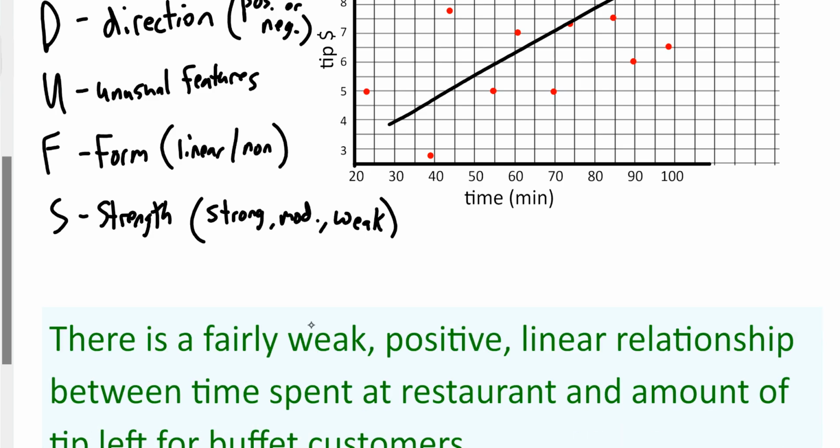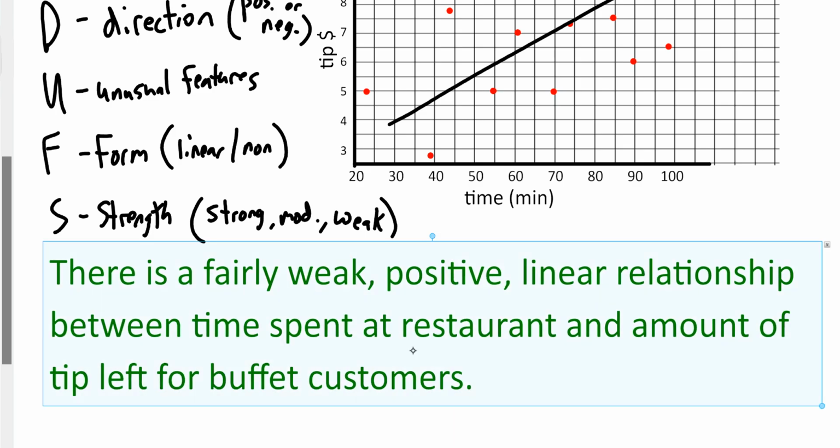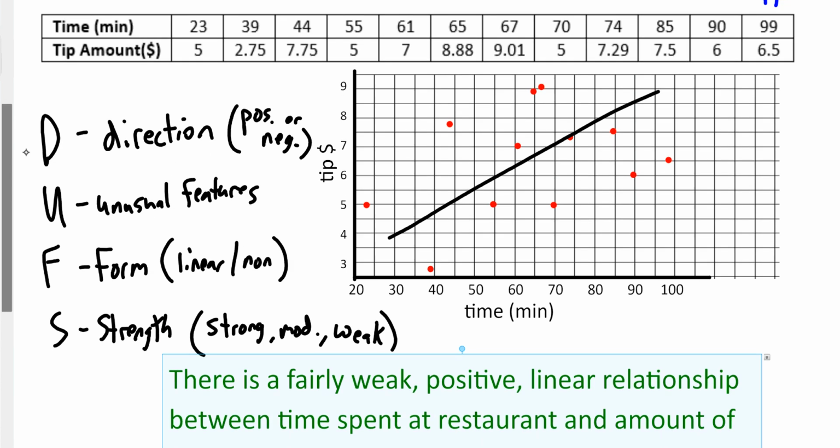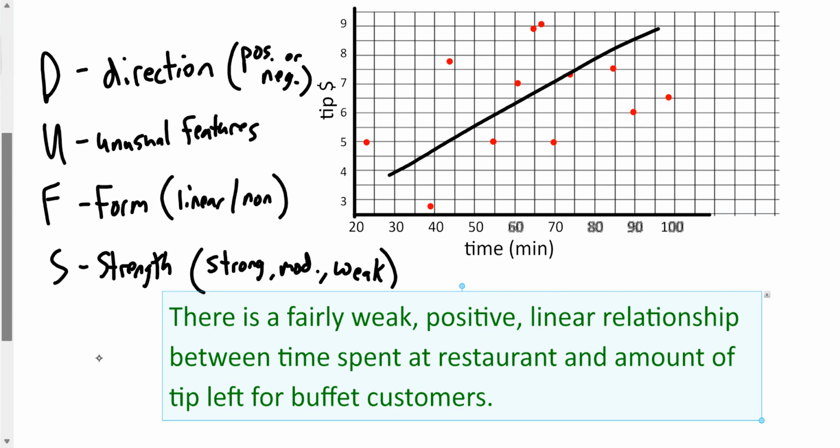Maybe you said something like what I said. There is a fairly weak, I'm going to say fairly weak. I look at that, I don't think it's strong. It's linear, but I would say it's a fairly weak, positive linear relationship between time spent at a restaurant and the amount of tip left by customers. I don't have any specific unusual features, so I don't even have to list that. But I have the strength right here, this is my S. The direction is right there, and the form is right there. And I have context. So that's a review from chapter 3.